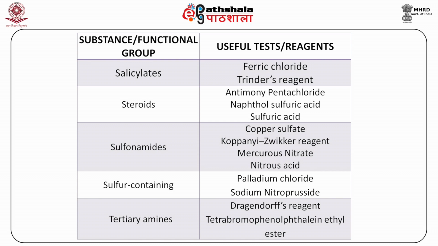In case of sulfonamides, copper sulfate, Koppanyi reagent and mercurous nitrate or nitrous acid are used. For sulfur containing compounds, palladium chloride, sodium nitroprusside is used. And in case of tertiary amines, Dragendorff's reagent, tetrabromophenolphthalein ethyl ester is used.